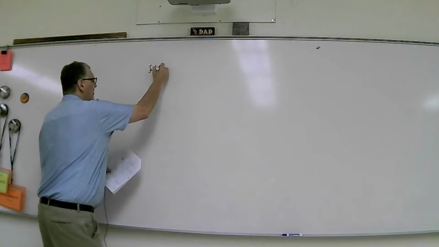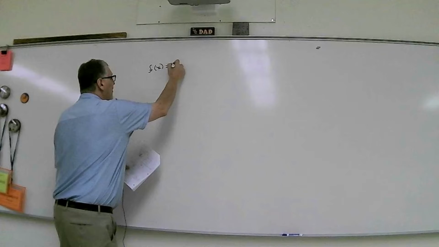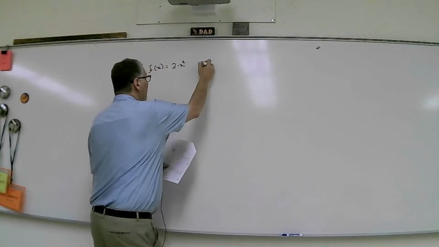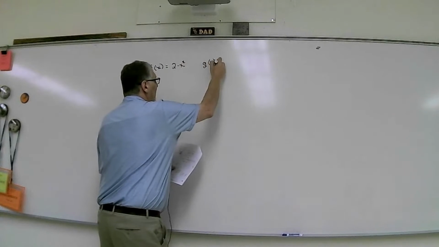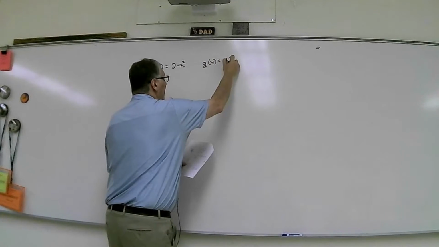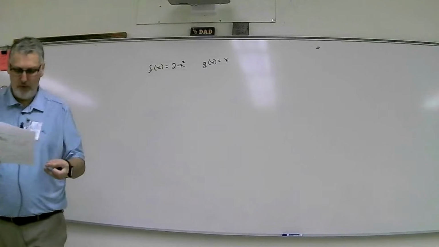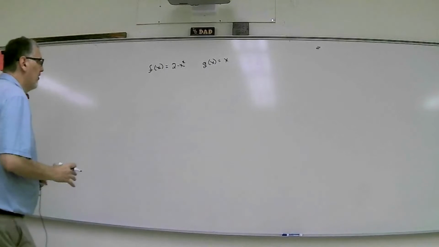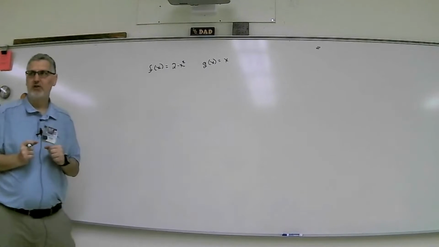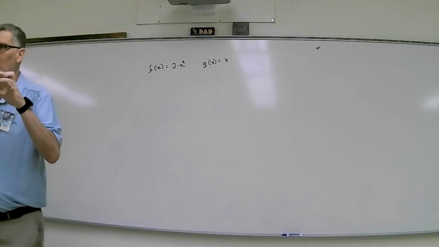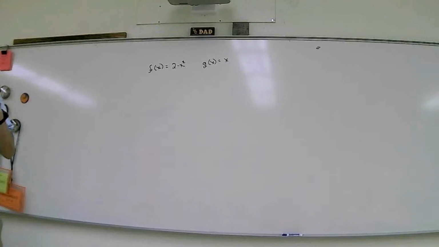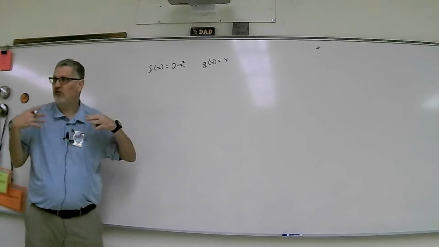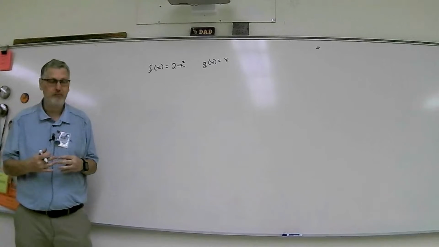f of x equals 2 minus x squared, and g of x equals x. And they want you to integrate the enclosed region. So whatever's enclosed for where these guys intersect, they want you to integrate that. So what I'm going to do is graph these, just a rough sketch to give me an idea.